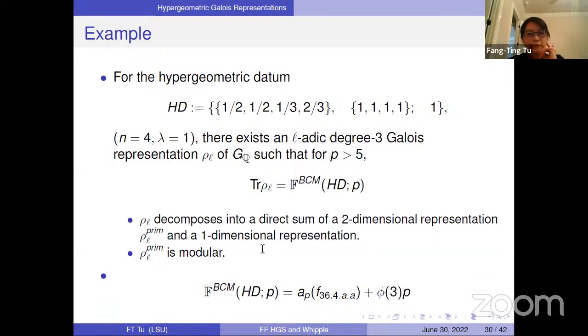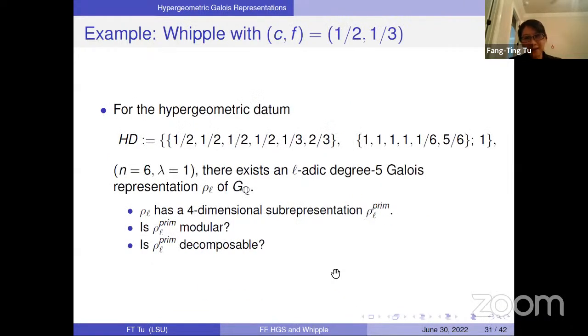And as we saw in previous talks, we know that this prime part is modular, and we can identify the corresponding modular form like here. So the trace of Frobenius of this Galois representation is actually equal to the BCN's HQ function, equal to the trivial part plus some Fourier coefficient of this modular form. And also this part is the 4F3, corresponding to the 4F3 in our Whipple formula.